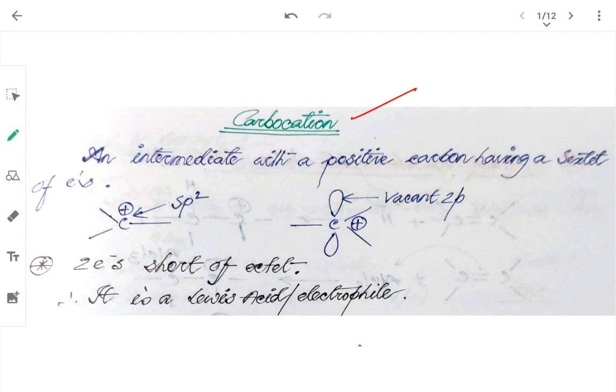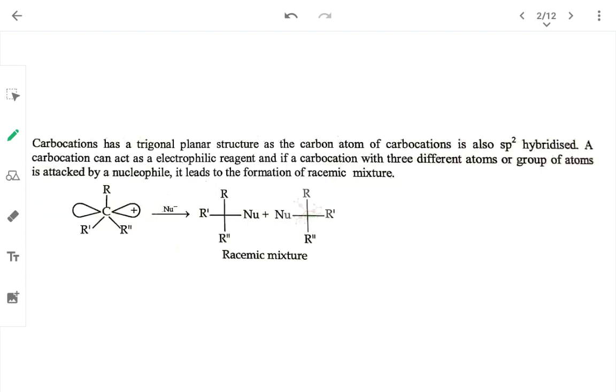Now, this is a carbon atom with three different atoms attached, and this carbon is in the sp2 hybridized state. There is a vacant 2p orbital, and the bond angle is near about 120 degrees. It is two electrons short of an octet, and it is a Lewis acid and electrophile. A carbocation has a trigonal planar structure, as the carbon atom of the carbocation is sp2 hybridized.